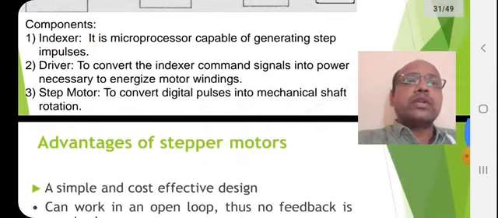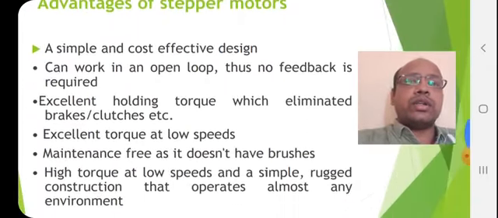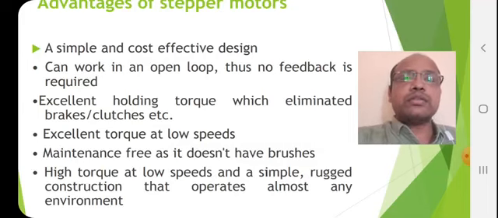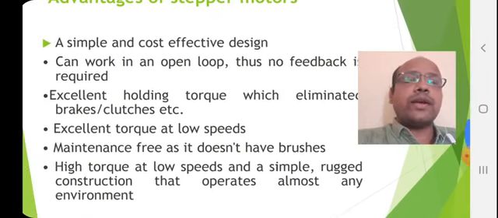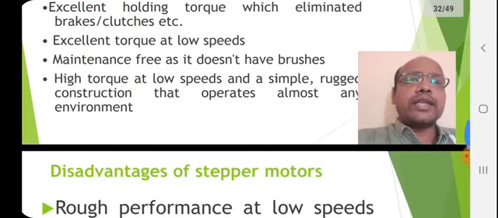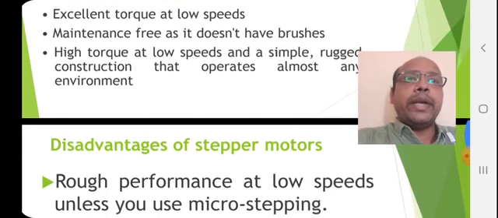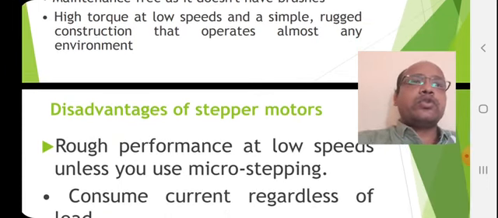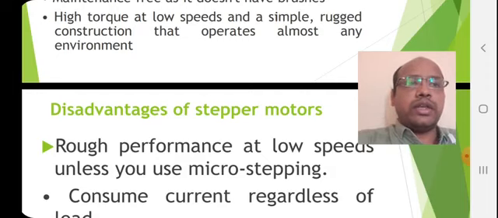Next, the advantages of stepper motor that we will see. Simple and cost effective design. This is the first advantage. It can work in open loop system, thus no feedback system is required. Excellent holding torque which eliminates brakes and clutches. Excellent torque at low speeds. Maintenance free as it does not have brushes. High torque at low speed and a simple rugged construction that operates in almost any environment.